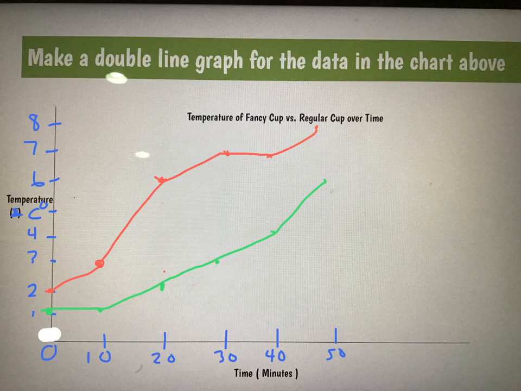So once we have this graph, this is really going to give us a much better visual of the results of our experiment. If you have any questions, send me a message in Schoology, and good luck.